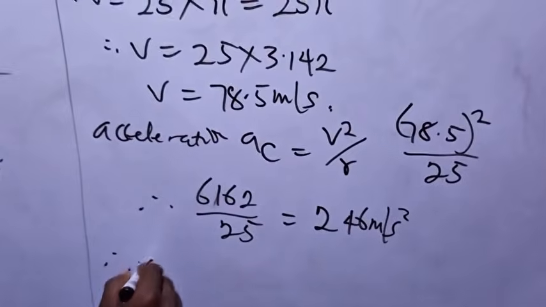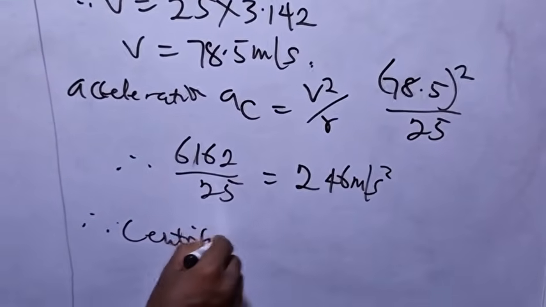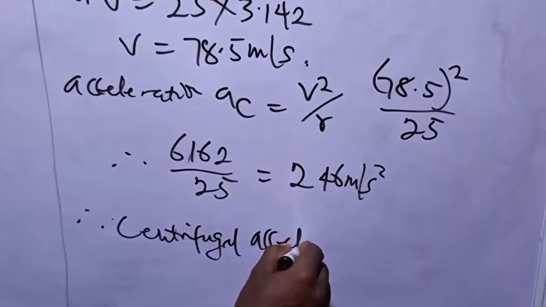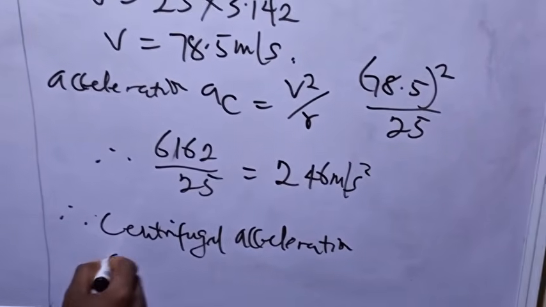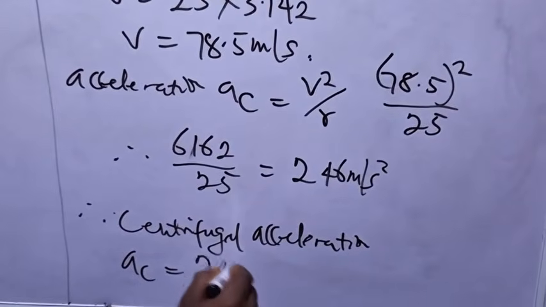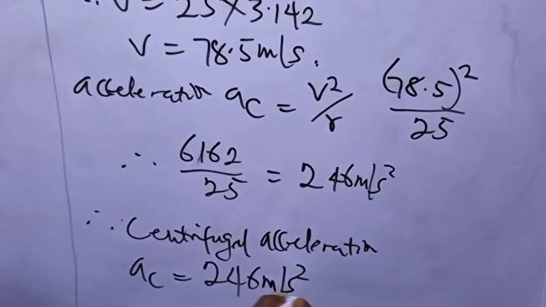Therefore centrifugal acceleration here, AC, is equal to 246 meters per second squared.